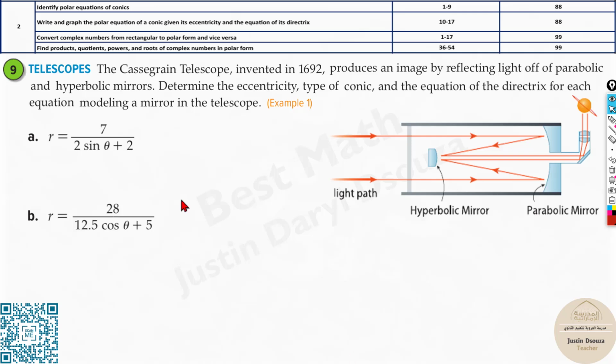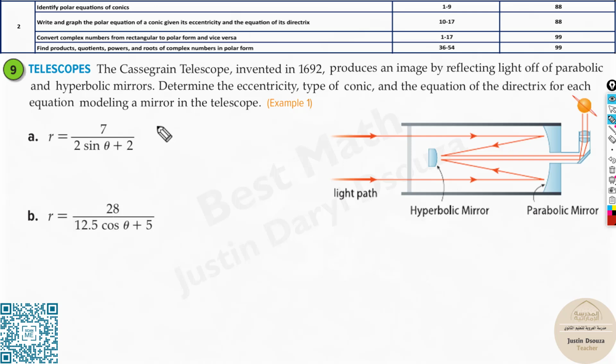And now this one is a real world problem. The Cassegrain telescope, invented in 1692, produces an image by reflecting light off parabolic and hyperbolic mirrors. Determine the eccentricity and type of conic. Okay, the same thing they have asked of this particular telescope. Let me just do it over here. Looking at this, I know this is a parabola. Why? Because these two are the same. Let me just divide everything by 2.